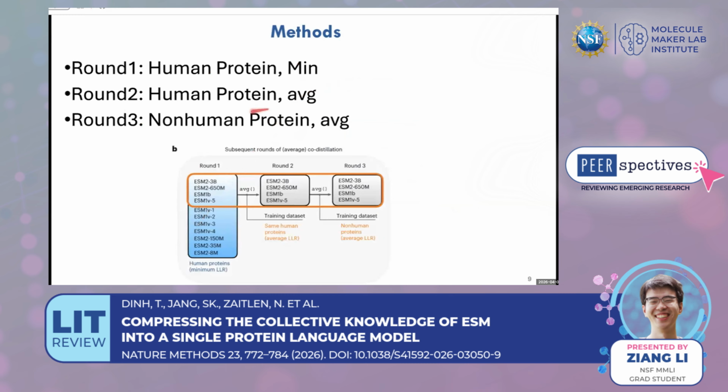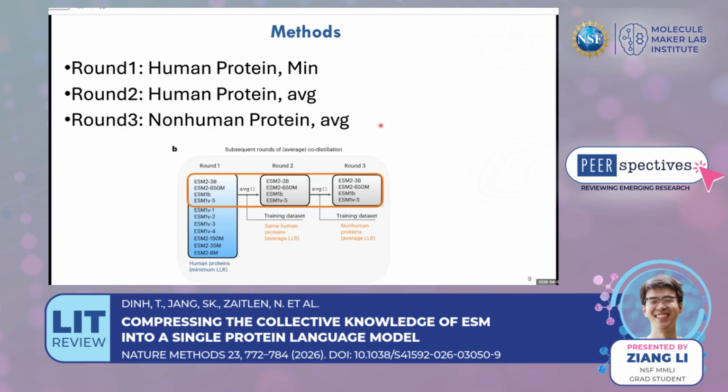So they are actually using a three-round approach. In the first round, they are training the model on human proteins, and they are taking the minimum of the delta log likelihoods as the pseudo labels. And at the second round, they are using the human proteins, but the pseudo label here becomes the average. And at the third round, they are using the non-human proteins, but still using the average of the delta log likelihoods as a pseudo label.